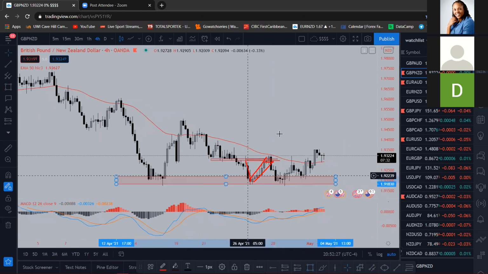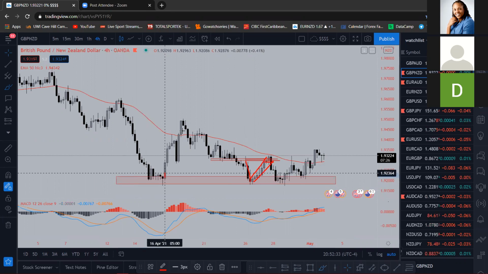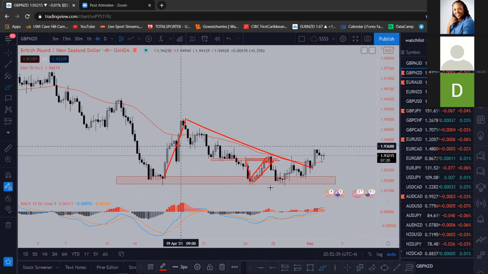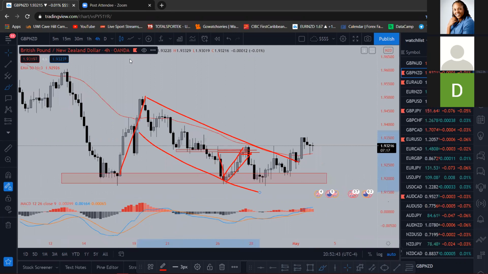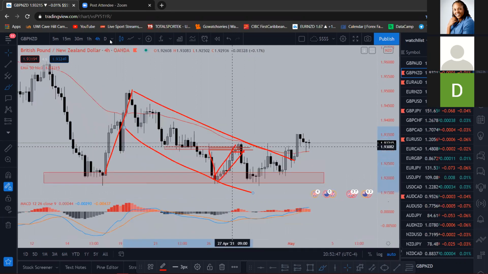Everybody see the big flag? Everybody, anybody? Right, so impulse, trickling down. Right, so this is only the 4 hour. So now we've been dropped onto our 1 hour.